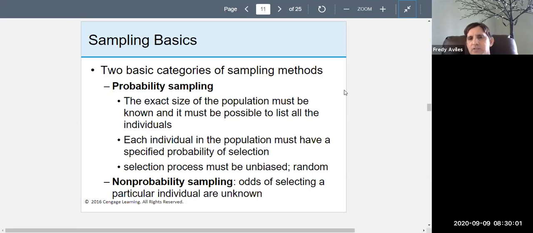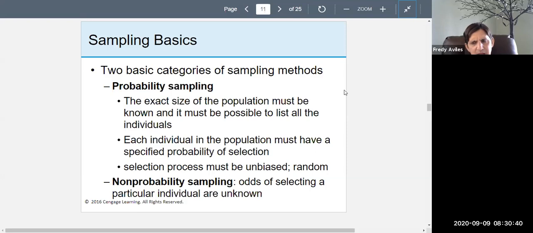There are 2 basic categories when it comes to sampling: probability sampling and non-probability sampling. Probability sampling has a few more rules that you need to follow. For probability sampling, you have to know the exact size of the population. So if you were doing probability sampling for a survey on predicting whether Donald Trump is going to win the election, you have to know exactly how many people are out there that can vote. So you have to know exactly how many eligible voters there are.